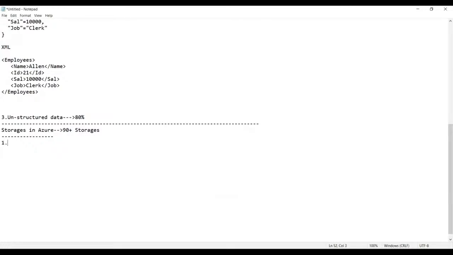We can have the data in the following. The first one is Azure Blob Storage. Blob stands for what, guys? Blob stands for binary large object. All of you okay? Am I audible, guys? Yes, sir. You are audible. So blob stands for binary large object.